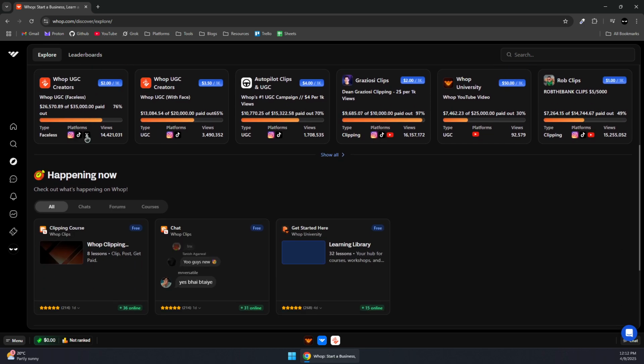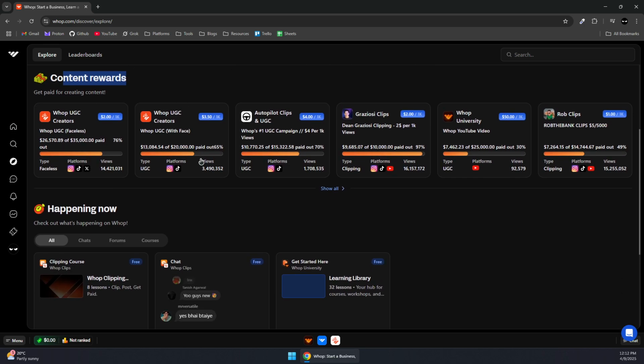So if you go to the Discover section, you can see the content rewards here. They are offering people or content creators to post content on target platforms such as Instagram, TikTok, and X, and they pay you relatively higher per 1,000 views. I mean, it's always above the average of those platforms for this content type. And basically, they are asking for different types of content. For example, this one is asking for faceless content. This one for UGC, for the user generated content.